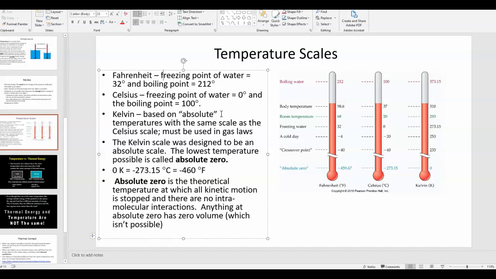We usually use either Celsius or Kelvin. So in the Celsius temperature scale, they define that so that the freezing point of water is 0 degrees and the boiling point is 100 degrees.